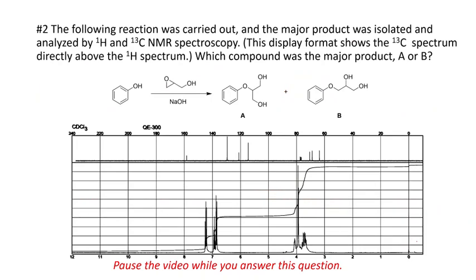Number 2, the following reaction was carried out and the major product was isolated and analyzed by proton and C13 NMR spectroscopy. This display format shows the C13 spectrum directly above the proton spectrum. Which compound was the major product, A or B? Give you a few seconds to work on that. Come back, see how fast you can figure this out. Key in on the key information you need and nothing more. Pause the video while you answer this question.